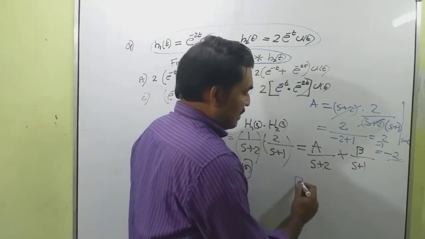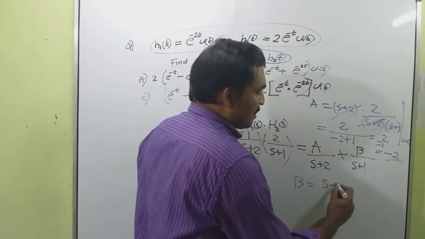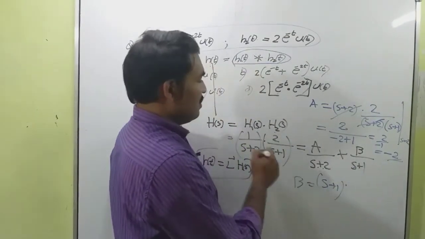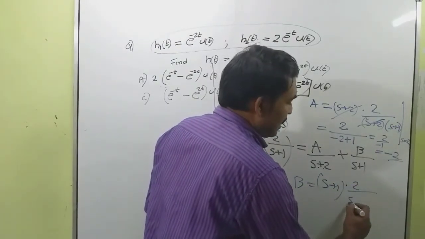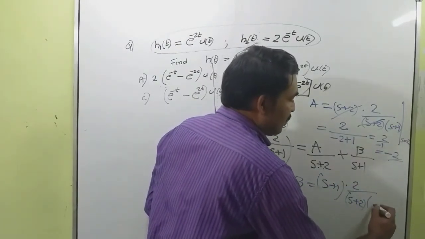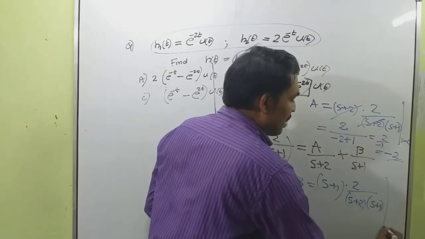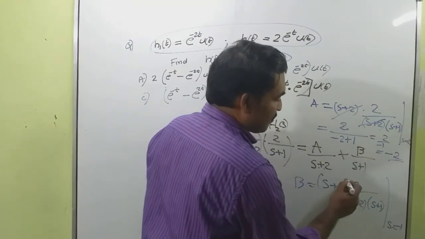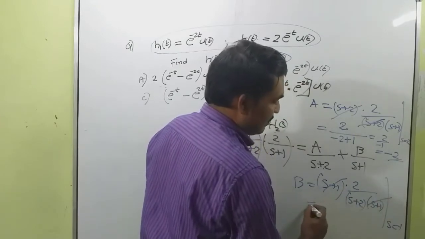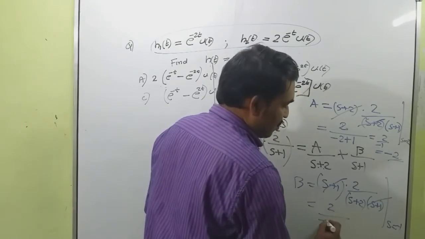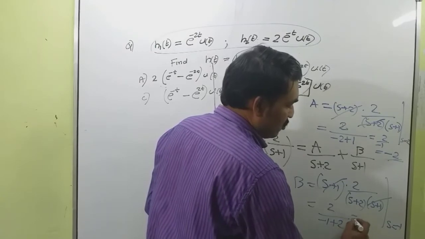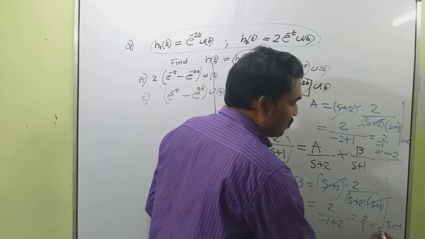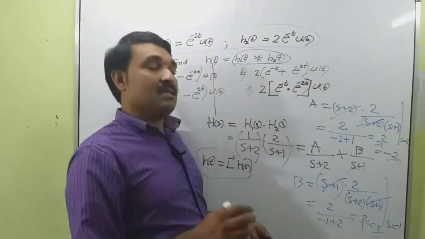Now B is equal to (s plus 1) into this function, that is 2 divided by (s plus 2) into (s plus 1), evaluated at s is equal to minus 1. This s plus 1 and s plus 1 are cancelled. Then this is equal to 2 divided by minus 1 plus 2, that is equal to 2 by 1, that is equal to 2. So A is equal to minus 2 and B is equal to 2.